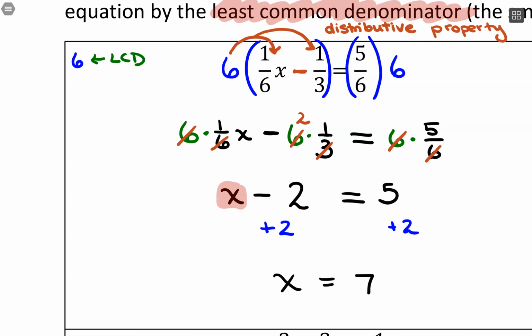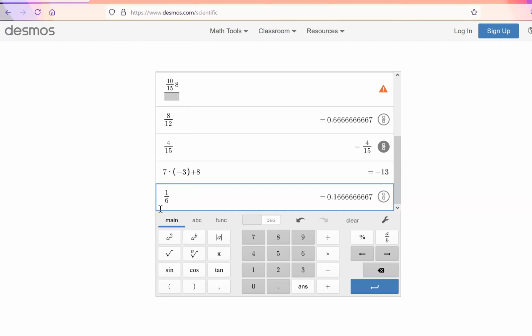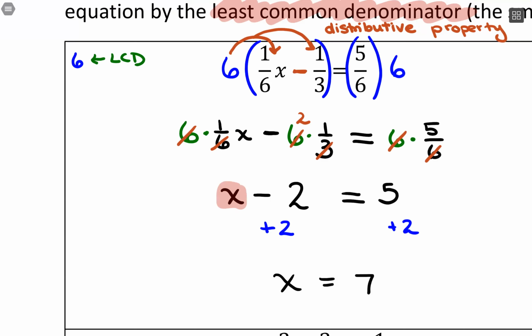Now for checking these, I highly recommend using the calculator because it can get a bit messy. It's good fraction practice, but let's go ahead and just throw this into the calculator. So we're going to have 1/6 times 7, which was our solution, minus 1/3. Now that's giving me a decimal answer out, but remember there's this convert to fraction button, and there we can see the 5/6. So that balances correctly, so that tells me that x equals 7 is in fact our solution.